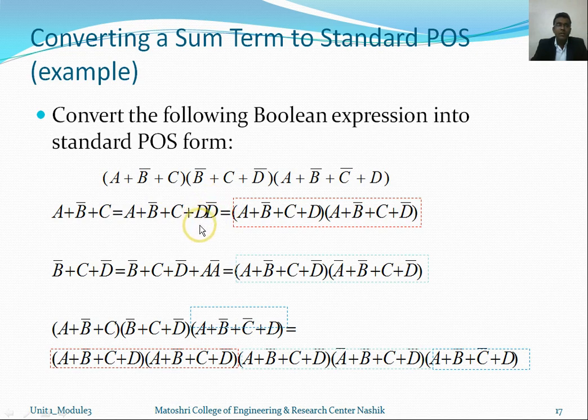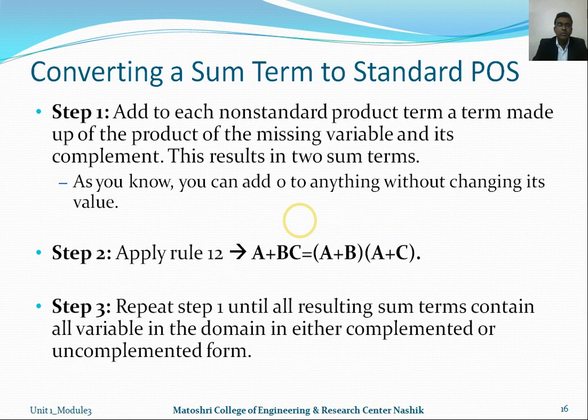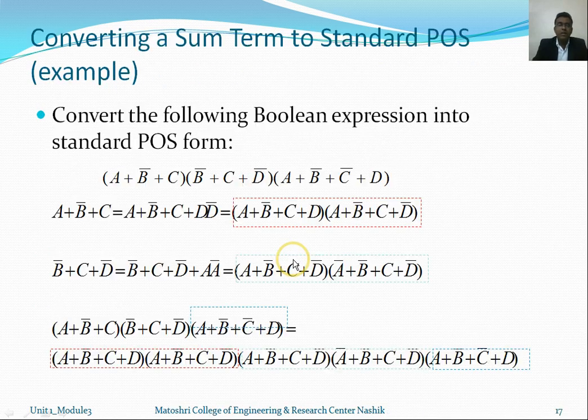And how can we get the standard form? A or B bar or C, we are ORing the D. That is the first term we get according to these Boolean algebra expressions. A is ORed with BC, we get (A or B) ANDed with (A or C). Similarly, in this case, if we OR A with B bar, with C, with D, we get the first standard sum term.